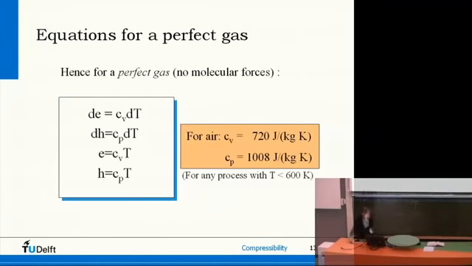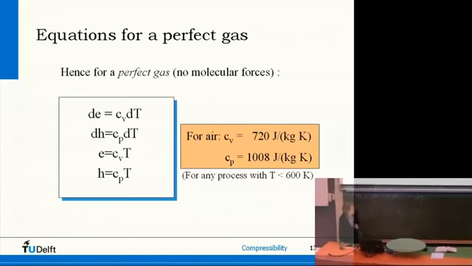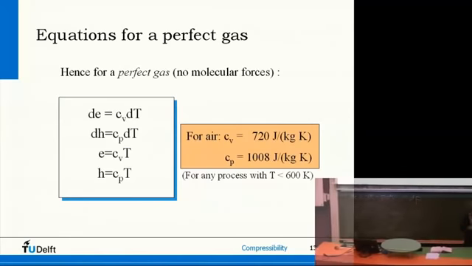So as you see here for air, they have different values, right? So they are dq over dT, so how much does your temperature change when you add heat? But they're different for different processes. So if you keep the volume constant, you have 720 joule per kilogram Kelvin. If you keep the pressure constant, you need 1008 joule per kilogram Kelvin. So it depends on your process. For air.